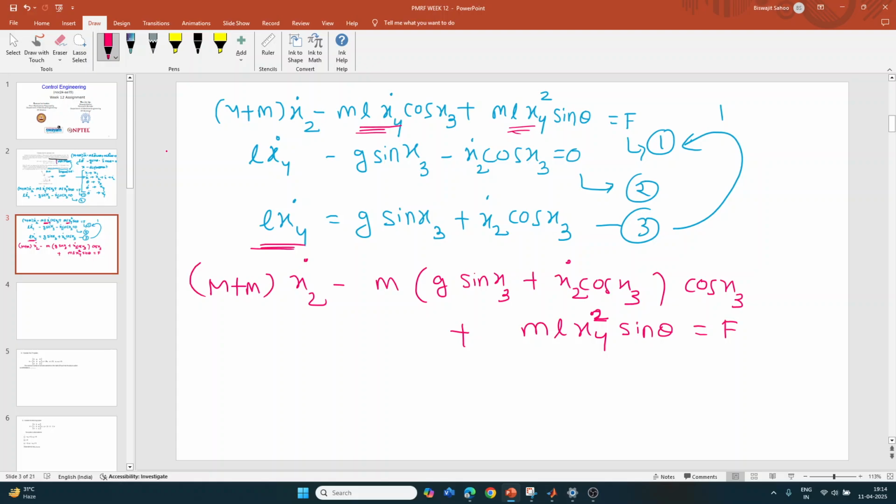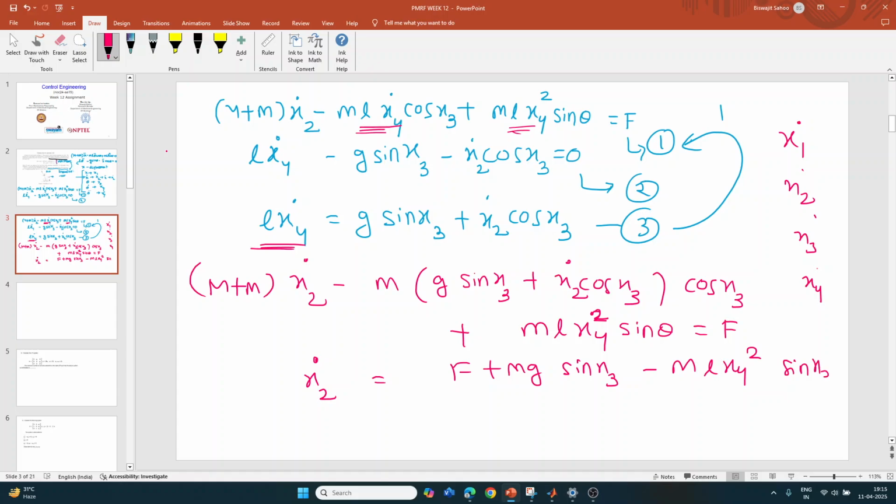After that, what you need to do, you have to replace this x2 star, because I have to find out my state vectors x1 dot, x2 dot, x3 dot and x4 dot. So here, to find out x2 dot, this equals f plus mg sin x3 minus ml x4 square sin x3, divided by M plus m minus m cos x3 square. Okay, this is one state vector you have found in terms of x2 star.